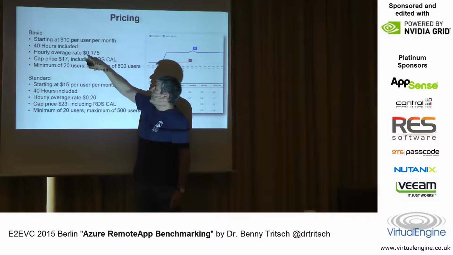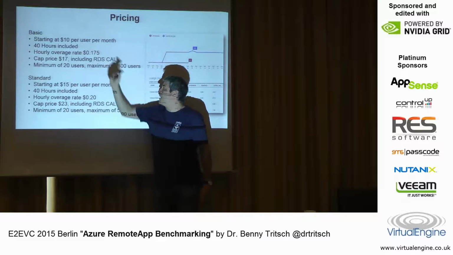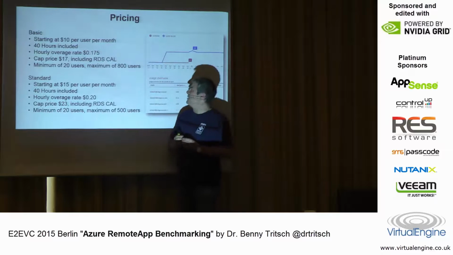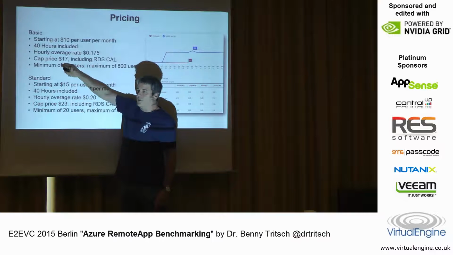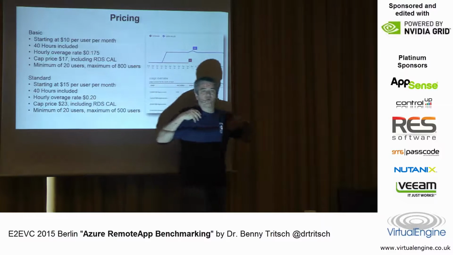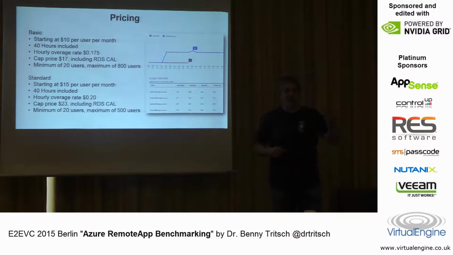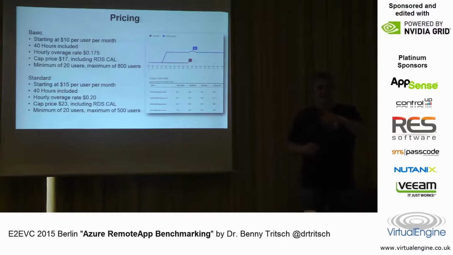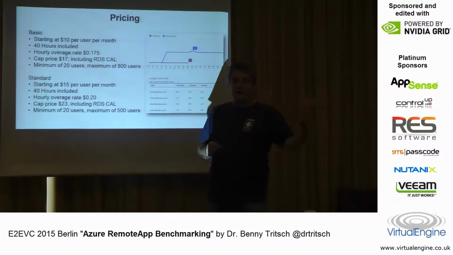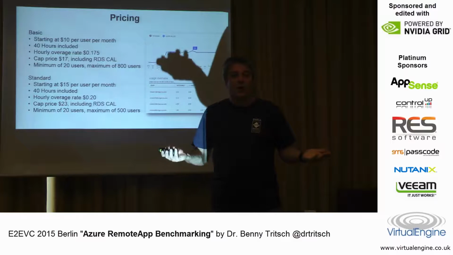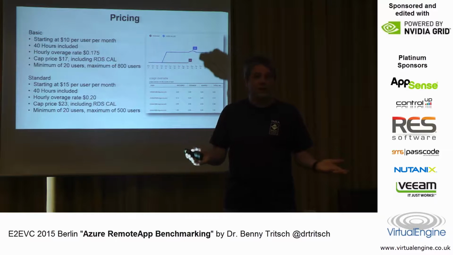So the hourly rate, when you go over those 40 hours, is 17.5 cents. But they capped the price at $17, which means even if your user runs the VM or his session 24/7 the entire month, it cannot get more expensive than the $17. As I said, all in, all licenses. So we're talking about RDSH, RDS CALs, we're talking about the OS license, everything is included. Office, right, is part of it?